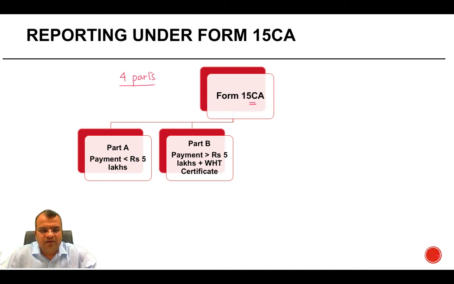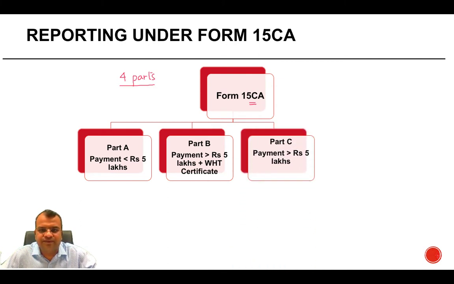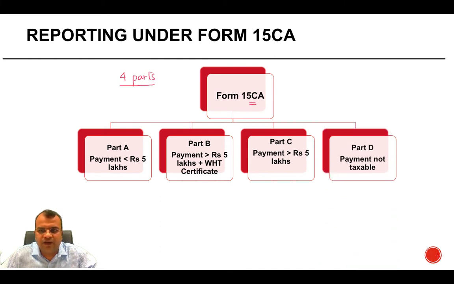Part B is required when the payment is more than 5 lakh and a withholding tax certificate is obtained from the assessing officer. Part C is for payments greater than 5 lakh but where this withholding tax certificate is not available. And Part D is applicable where the payment is not taxable.